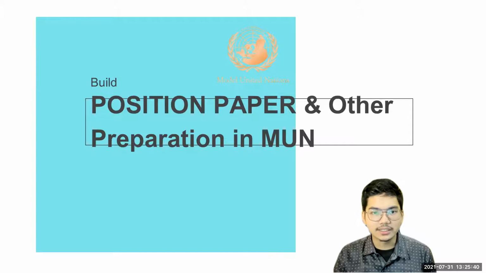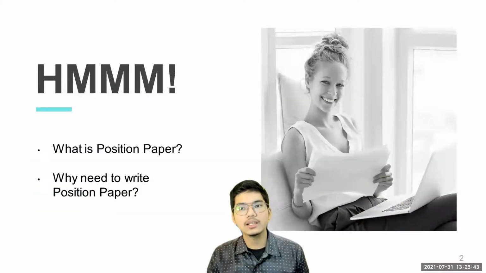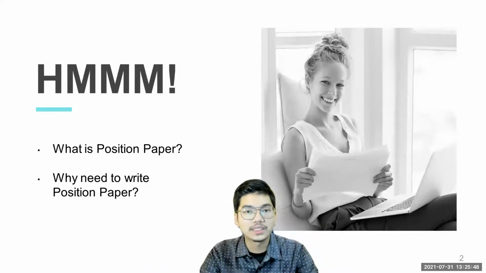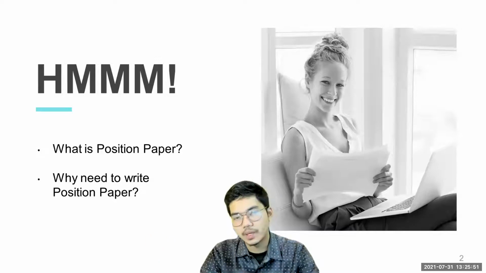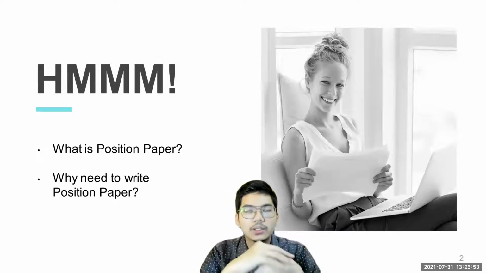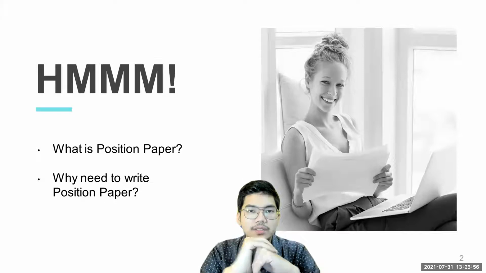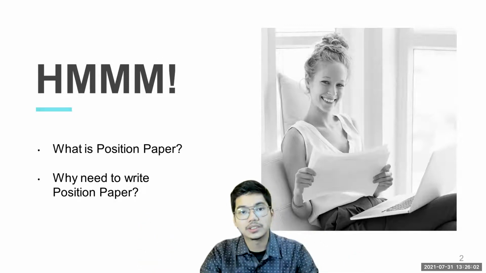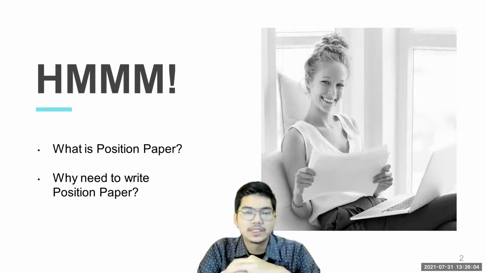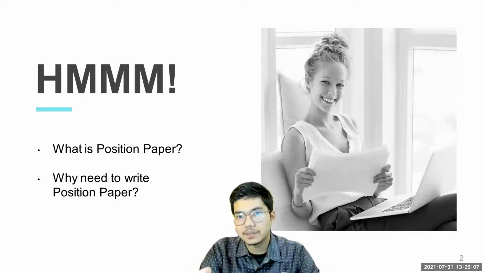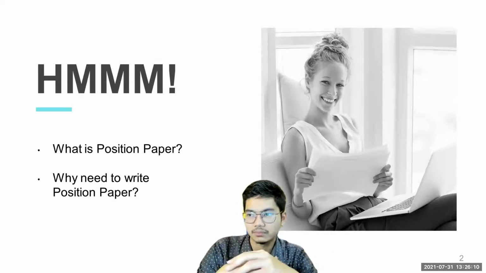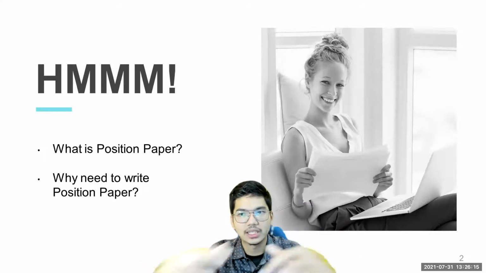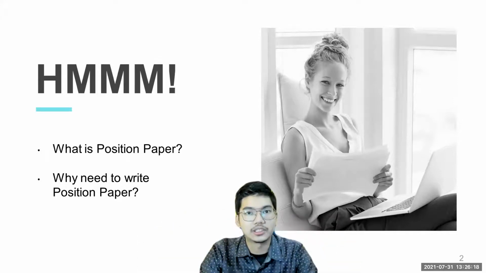So I will tell you the answers to these two questions. The first one is, what is a position paper? And secondly, why do we need to write a position paper? The position paper is one of the three documents in MUN. The other two we will talk about later, but this time we'll focus on the position paper. In general, a position paper is a paper that you have to make before you start your conference, in which you talk about your country's perspective, your country's general point of view on a certain topic.